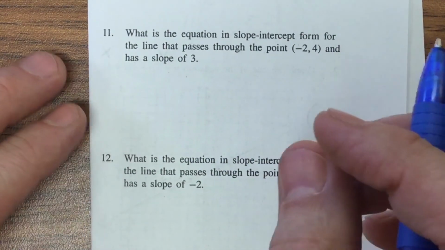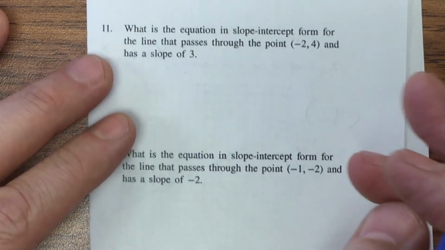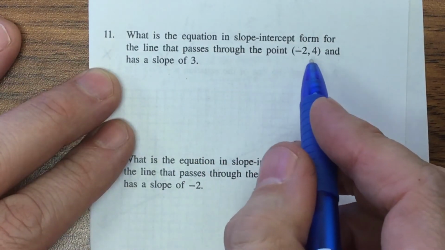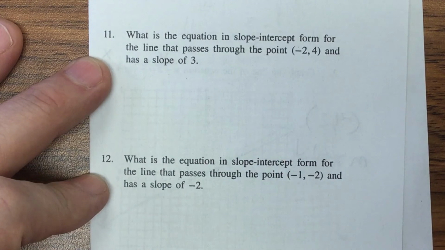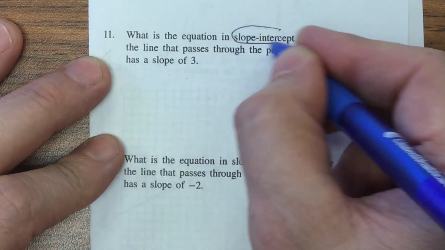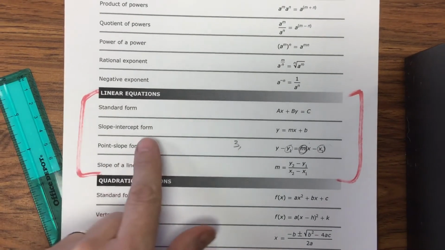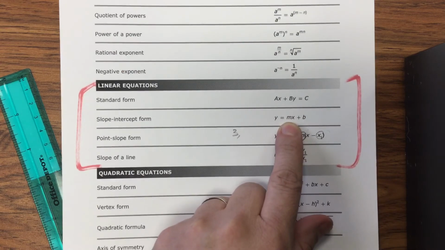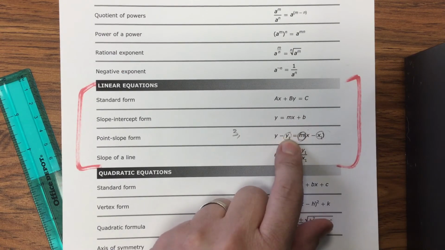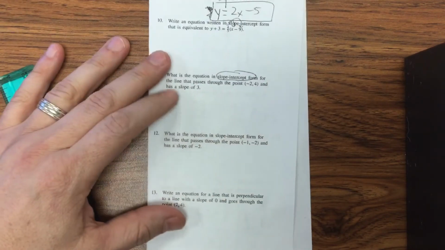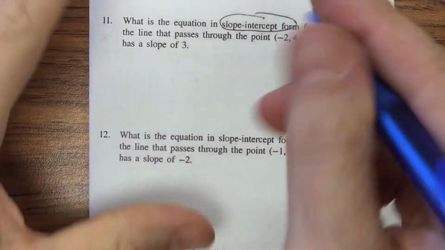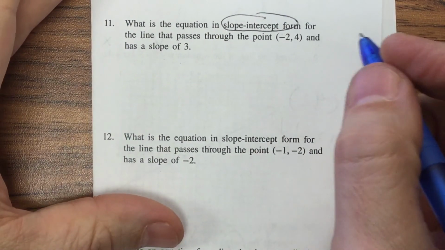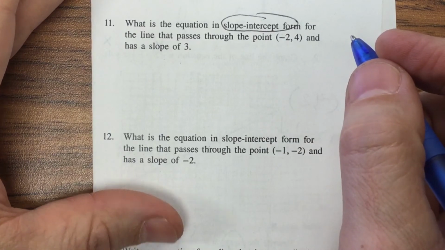Number 11, what is the equation in slope-intercept form for the line that passes through the point -2, 4 and has a slope of 3? Okay, so they want slope-intercept form. Slope-intercept form is our y equals mx plus b. So keep that in mind. They're not asking for point slope again. They're giving us the initial ingredients for point slope, but they want us to end up getting y equals mx plus b. So we basically have to do a couple of different things.